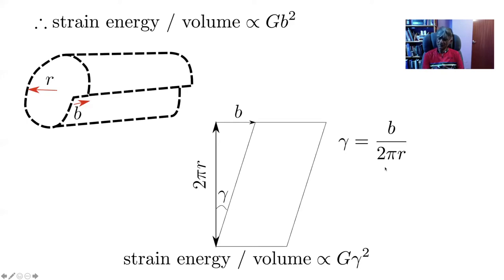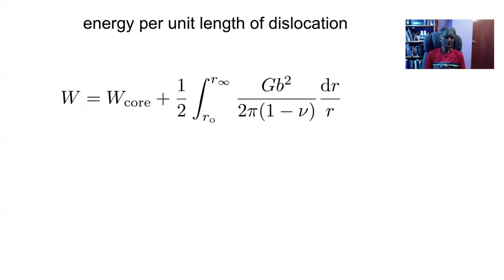And by analogy with the calculation that we did earlier, the strain energy per unit volume will vary with the shear modulus times the shear strain squared. Now, since gamma is proportional to b, it follows that the strain energy per unit volume will also be proportional to G b squared. So this helps us to understand the equation for the strain energy per unit length of a dislocation, which is over here. This is the strain energy per unit length.